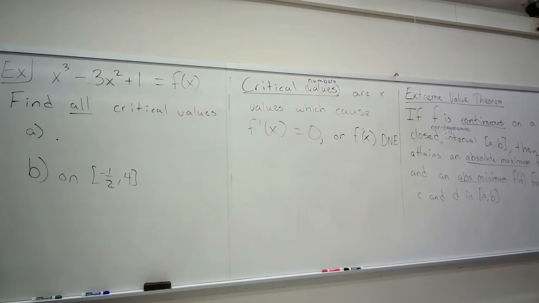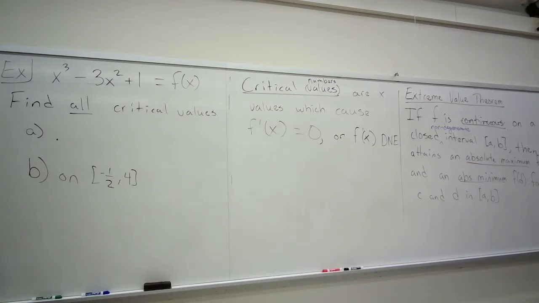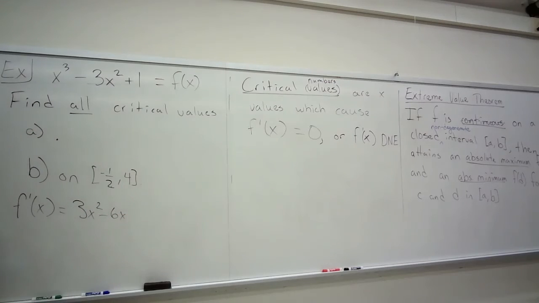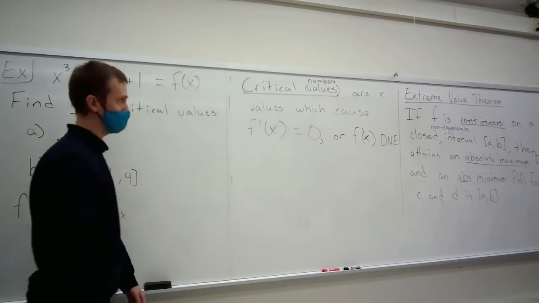So, part A. Critical values are defined at zero derivative locations. So we're going to have to find a derivative. Not too terribly difficult. 3x squared minus 6x plus nothing is our derivative. To find the critical values, we set it equal to zero and find them.